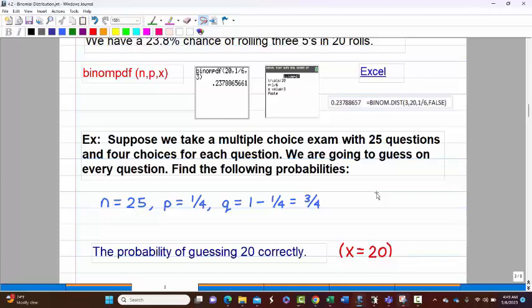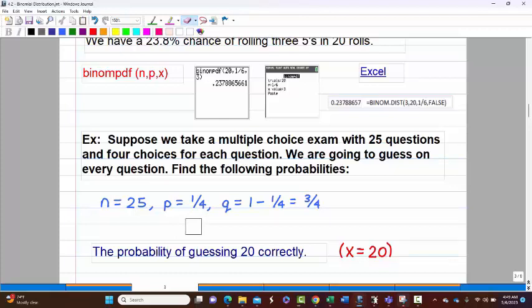Now, we have 25 questions, that's our n. Now, it says there's 4 choices for each question, so how do we turn that into a probability? Well, you think about it like this. There's 4 choices per question. The p, the lowercase p, is always the probability of success on one trial. So you would have a 1 out of 4 chance of guessing any one question correctly. So there's where the 1/4 comes from.